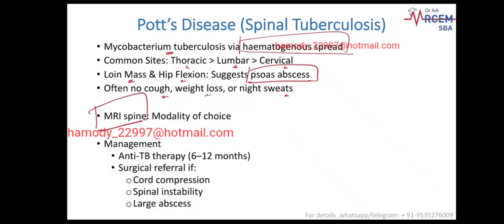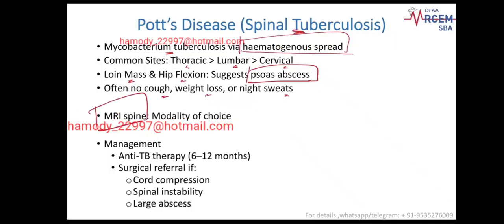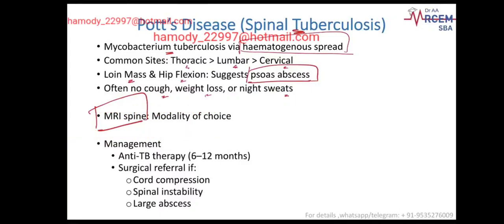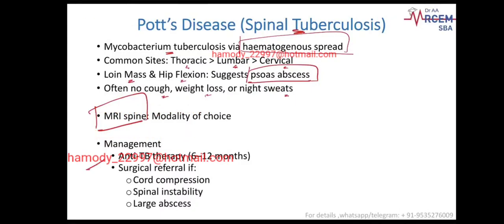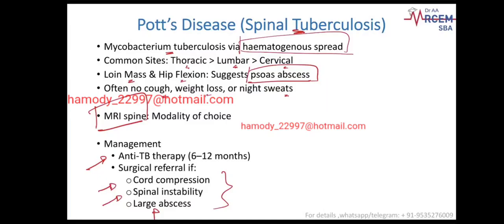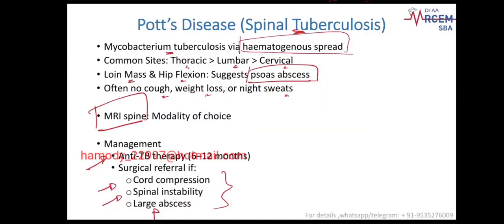For this patient, when you're suspecting a spinal infection, then you need to get an MRI scan done. It becomes the modality of choice. Drugs that you'll be giving are antitubercular drugs. Surgical referral will be required if there is a cord compression or spinal instability or a large abscess is formed because of the tubercular infection.